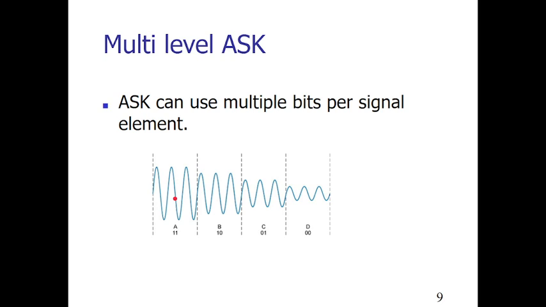As we can see, the other two characteristics, the phase and the frequency of the signal, have remained the same. We are only changing the amplitude of this signal to identify different bits. And here, as we are using 4 different amplitudes, we can send 2 bits at a time.